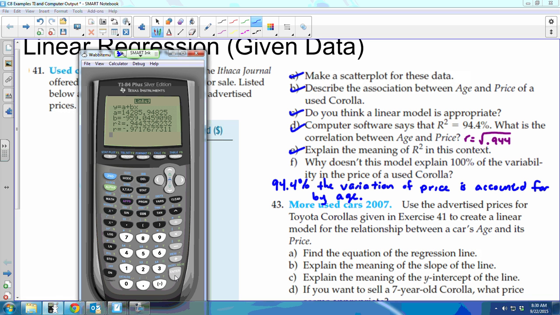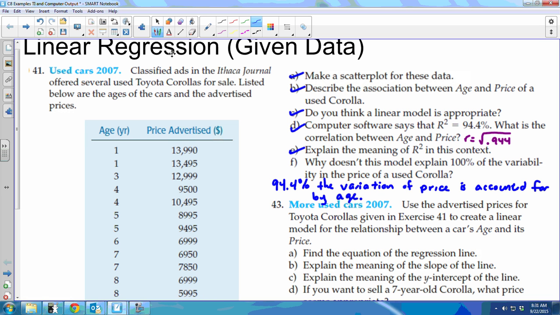All right, F. Why doesn't this model explain 100% of the variability in the price of a used Corolla? What would have to happen for it to be 100%? R would have to be 1. And is that going to happen if you're looking at used cars for sale in a newspaper? No, right? That's going to be based on mostly what the owner wants to sell things for. There's not going to be some direct formula where everything is going to line up perfectly. So there's going to be some owner decision making and making a price. There's not going to be some exact science to it. Does that make sense?